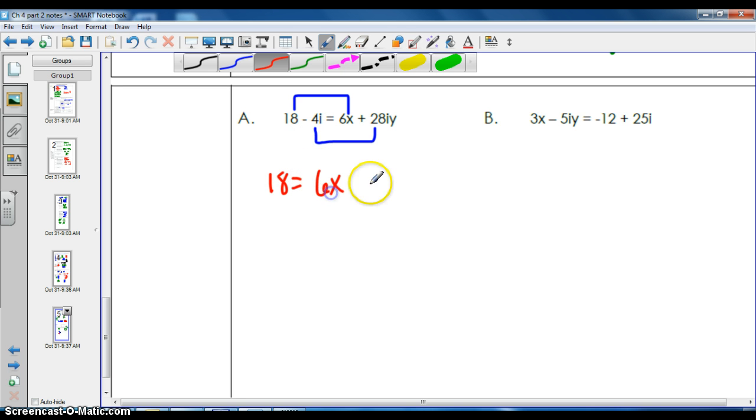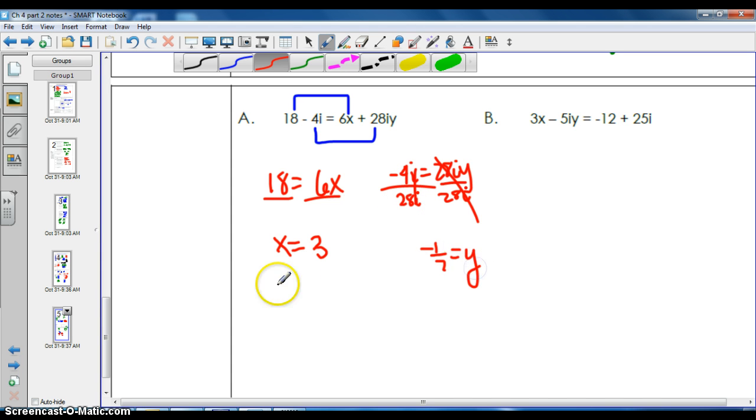And then go ahead and check when you're ready. x equals 3. Over here, negative 4i equaling 28iy. Divide by the 28i, because that's what's with the y. You always divide by what's with the variable that you're wanting. The i's cancel. Negative 4 over 28 is negative 1/7. So there's our two parts. This is our imaginary part. This is our real part.